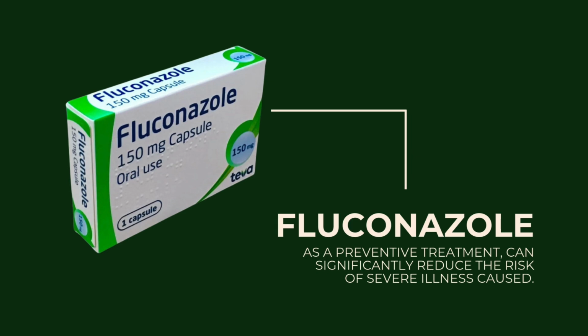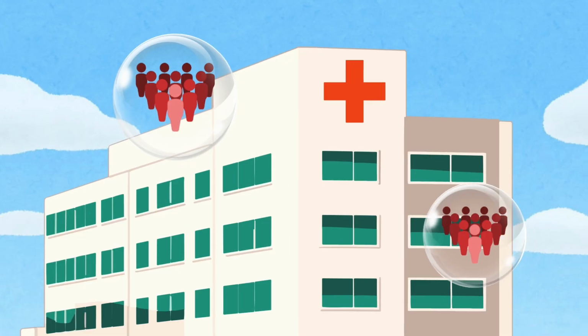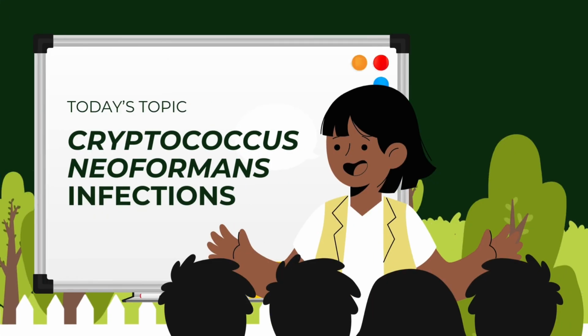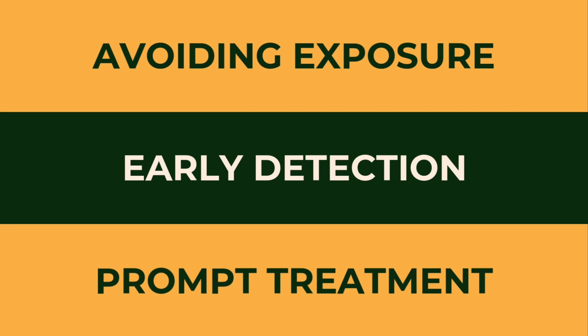becomes invasive. Public health interventions play a key role in preventing cryptococcosis. Educating healthcare providers and at-risk populations about early signs of infection can improve early diagnosis. Raising awareness ensures that individuals are tested and treated in time. Preventing Cryptococcus neoformans infection requires a multifaceted approach, avoiding exposure, early detection through antigen testing, and prompt treatment.